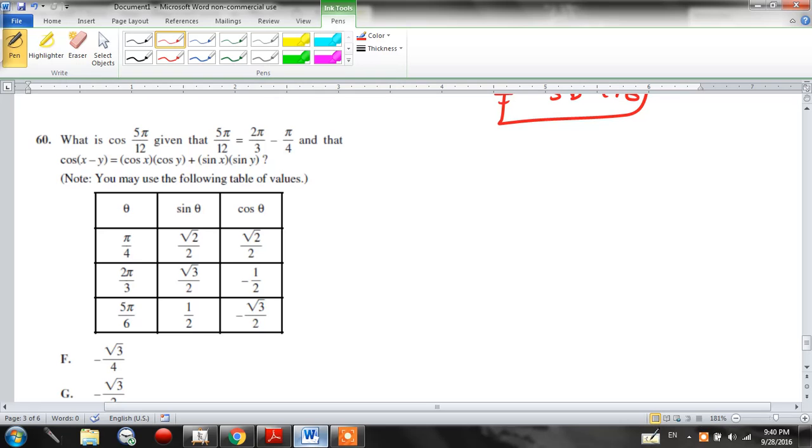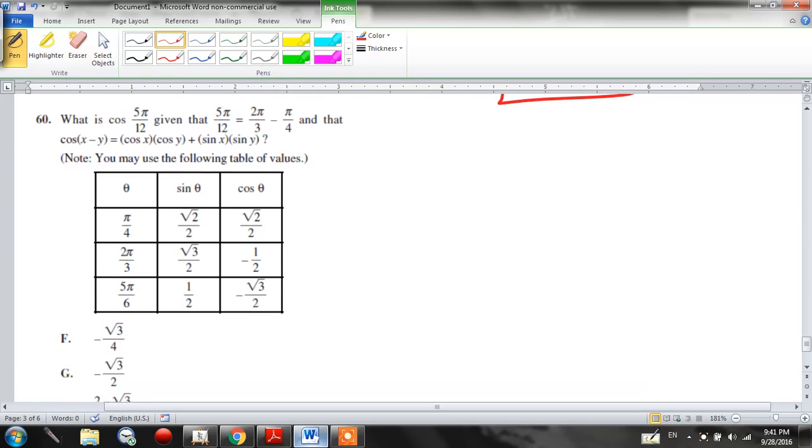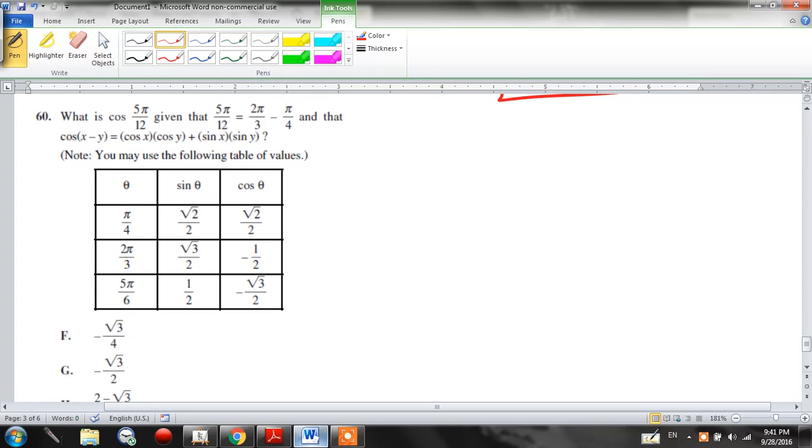Question number 60 is different for me than it is in this picture here. Question number 60, the one that I was given in the handout, says it's an easy question. So I'll do this. I think this is cosine. What is the cosine of this, given that this is the cosine of x and y?